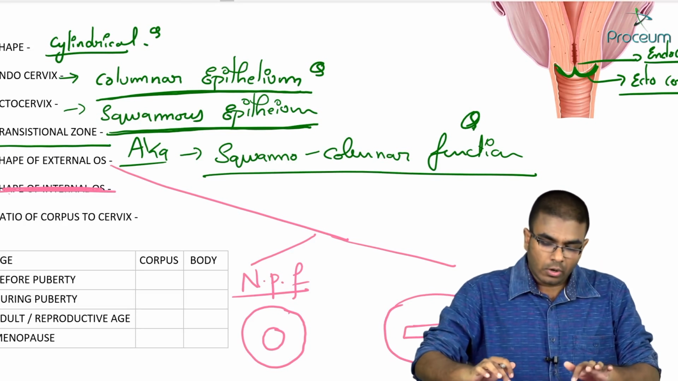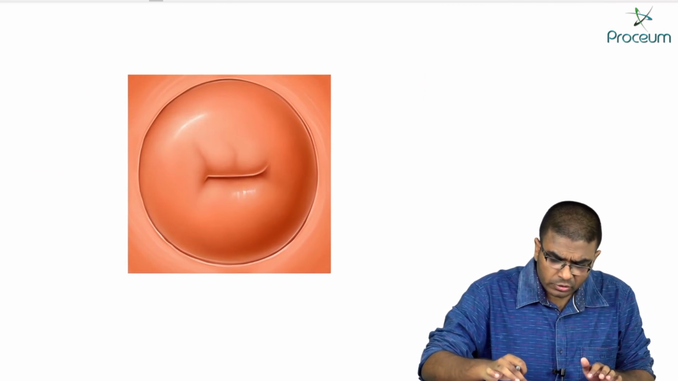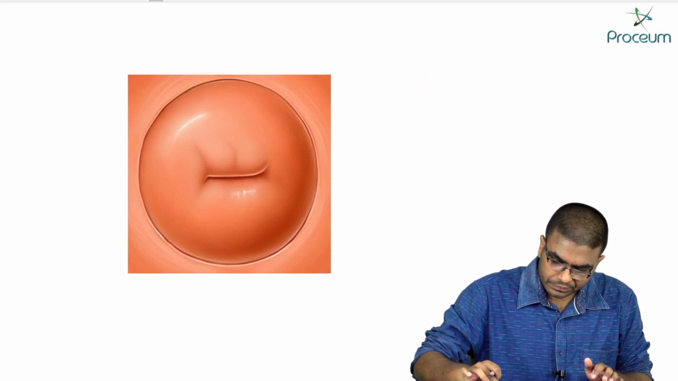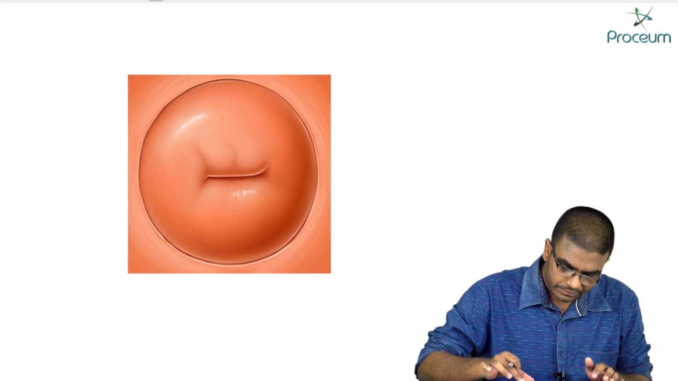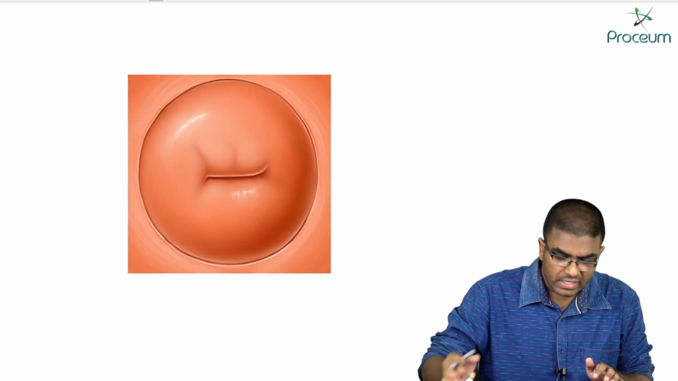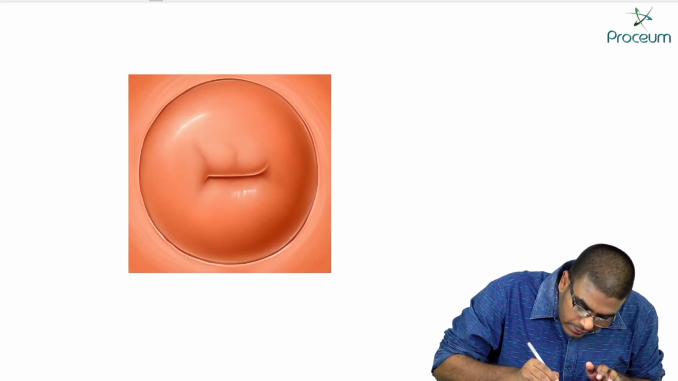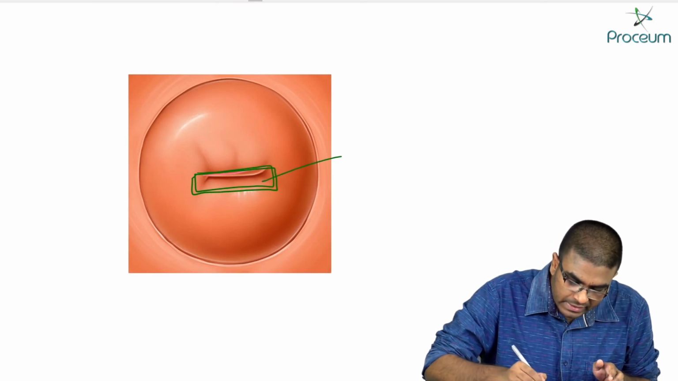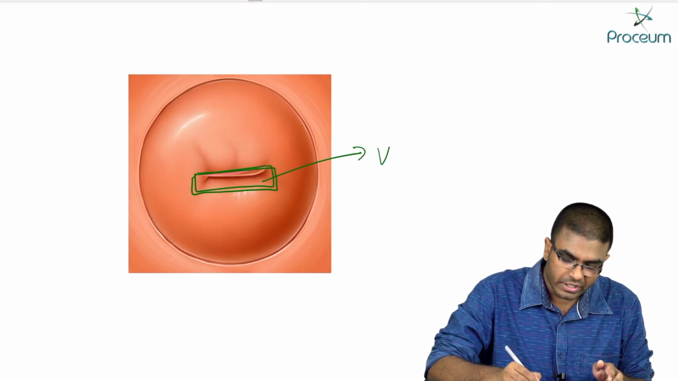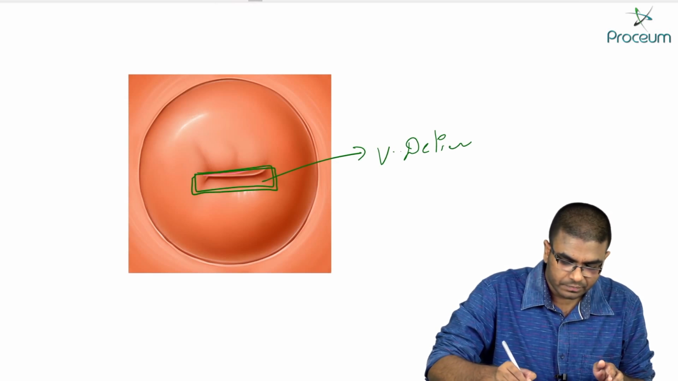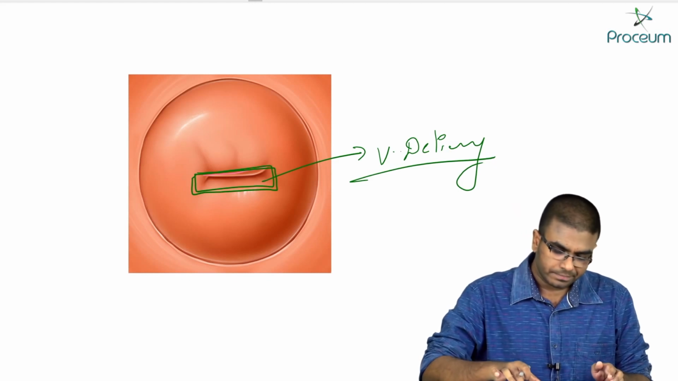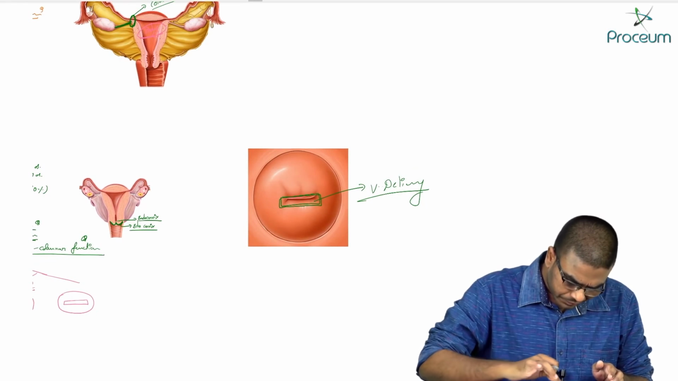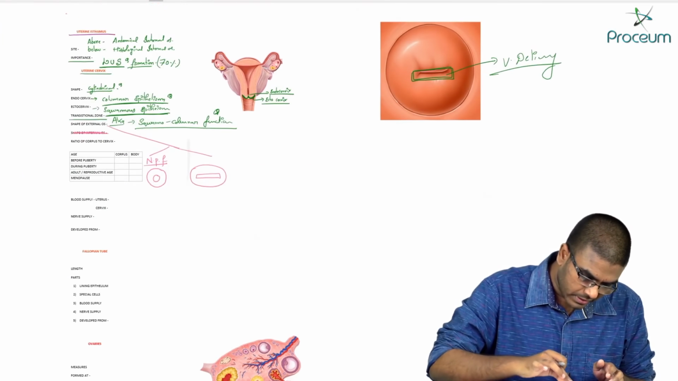Something like this. Let me show you an image so that you will get clarity. See this. This is an image showing the external os, slit-like. This kind of slit-like arrangement is seen in a female who has had a vaginal delivery. Please keep that point in mind. After that, let's discuss the other topics.